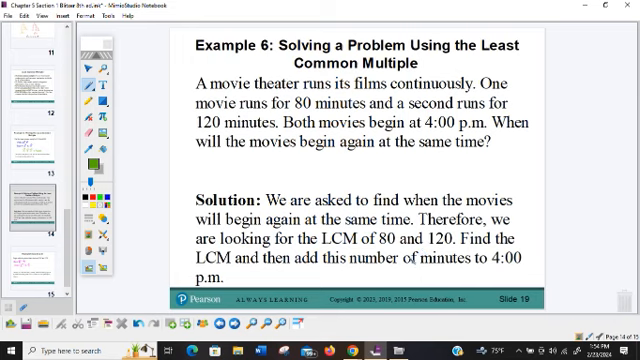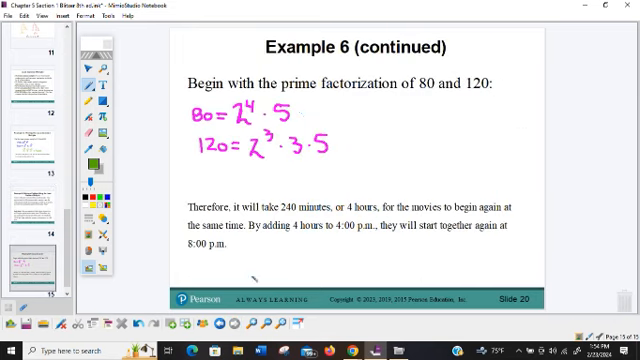80 and 120. So when we do the prime factorization of 80, we end up with 2 to the 4th times 5. When we do the prime factorization of 120, we get 2 cubed times 3 times 5. Now, following the rules, we write everything we see. We see a 2, we see a 3, we see a 5. Now, we want the highest power on the 2, which is a 4. The highest power on the 3 is a 1. And the highest power on the 5 is a 1.